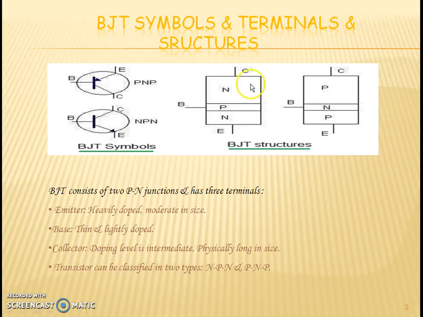Now we come to collector. The other side, that is the collector, collects the charges, so it is called the collector. The collector is always reverse biased and offers high resistance in the collector circuit. The doping level of the collector is between the heavily doped emitter and lightly doped base. The collector region is physically longer than the emitter region. So, the heaviest doped region is the emitter, the physically largest region is the collector, and the smallest region is the base.